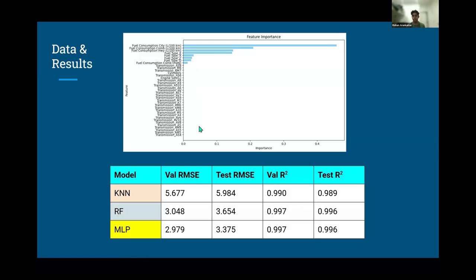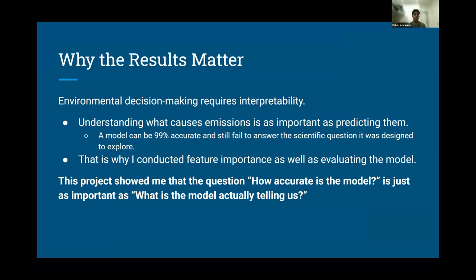But I'm going to show a demo of the website so that makes more sense outside of the context of the graph. And according to the results, the main thing to see here is that the MLP neural network model had the highest R score. It was 0.996. So therefore, that is the best model. So why do the results matter? So the models were good. The feature engineering showed that fuel type was the best. But the results matter because environmental decision making requires people to actually understand what they're seeing.